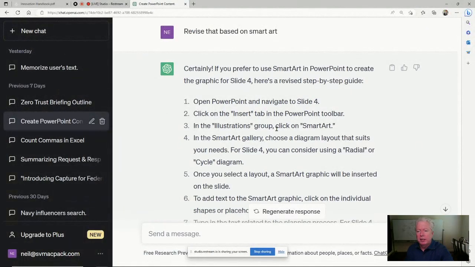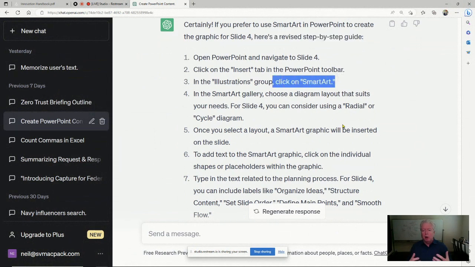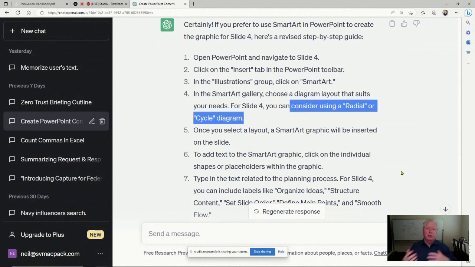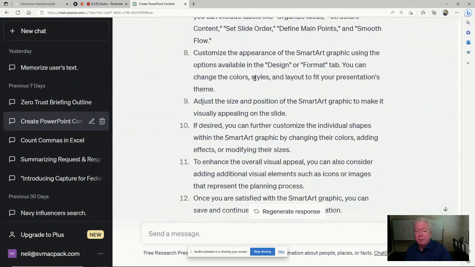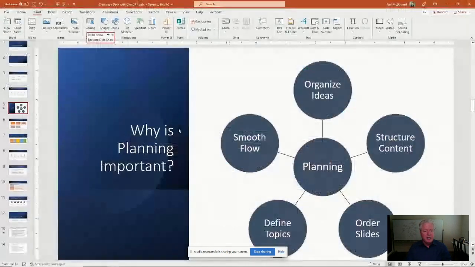And so then it was able to come through and give me this revised step-by-step guide by going to the illustrations and going to SmartArt. And from there, it's recommending that you should consider using the radial or the cycle. I was like, okay, those are good ones to be looking at. Anyway, so I went through, it gave me the directions on how to do that. And that was the, let me come back here for a second. That was the end. One thing I will tell you, though, is that from this graphic, I began to get other ideas. Let me close this guy.